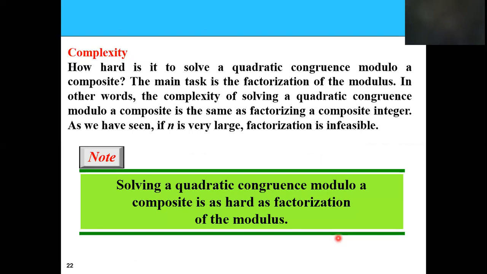Dear student, while discussing complexity, it is quite important in the paradigm of cryptography to note that solving a quadratic congruence modulo a composite number is the same as factorizing a composite integer. As we have seen, if n is very large, the factorization is infeasible. Infeasible, I mean to say, through existing computational strategies you cannot factorize a very large composite number n. So we must note that solving a quadratic congruence mod a composite is as hard as factorization of the modulus.